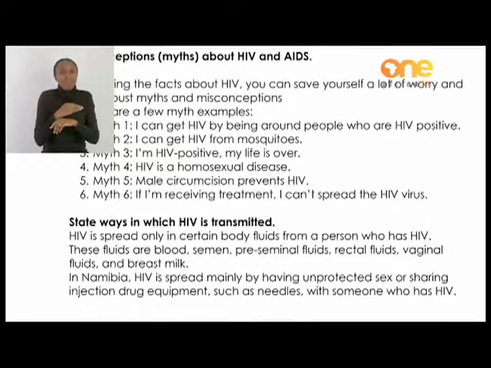Number 4, HIV is a homosexual disease. HIV can infect anyone, not only homosexuals, but any one of us can get HIV. Number 5, male circumcision prevents HIV. That is a myth. Number 6, if I'm receiving treatment, I can't spread the HIV virus, which is not true. So these are just things that people say, but they are not true.